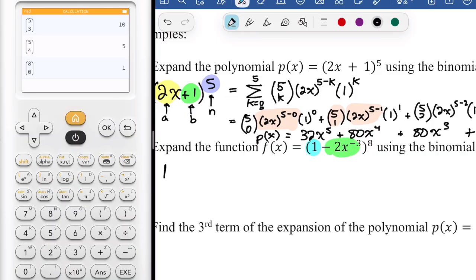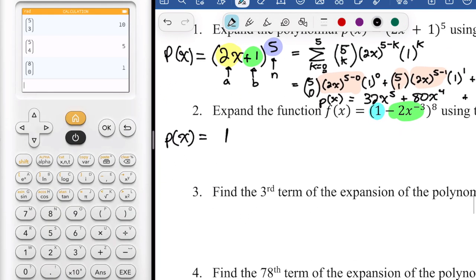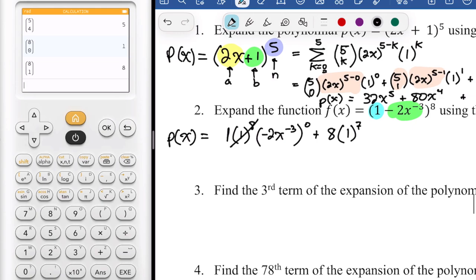Now, B in this case is a little bit crunchier, but it's still manageable. So 1 to the 8th power, negative 2x to the negative 3rd to the 0th power, plus combination 8, 1, so 8, 1 to the 7th. And again, recognize the little shortcuts when they emerge. 1 to any power is going to disappear anyway. So it begs the question, do I even need to write it to begin with? Right? I'll leave that up to you.